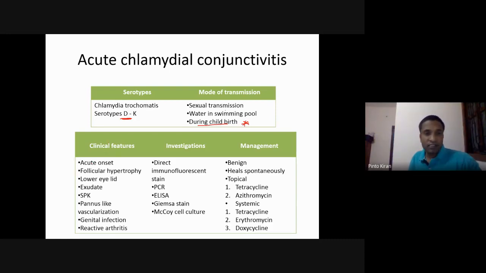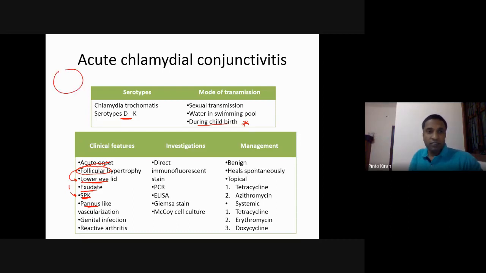What are the clinical features? They will have an acute onset. They will have a follicular hypertrophy. You have to remember this. And to begin with, the lower eyelid will be involved. Then they will have exudates, and all cases will have SPKs, corneal involvement. And you should know they will have a pannus formation.